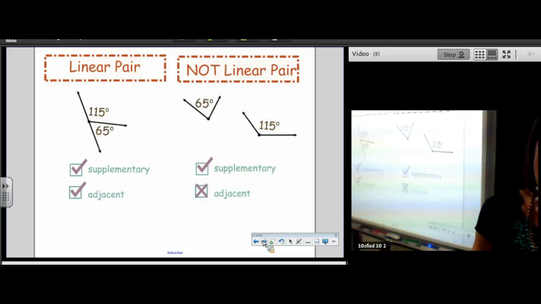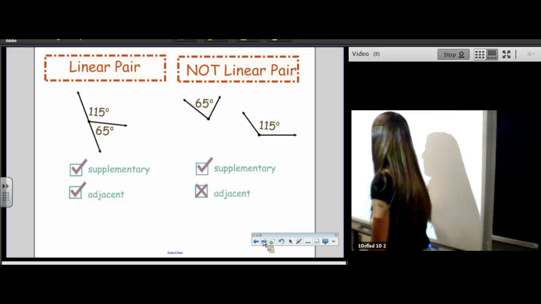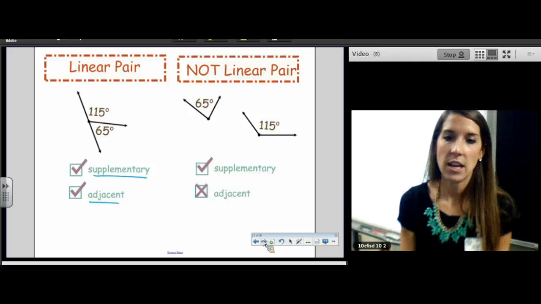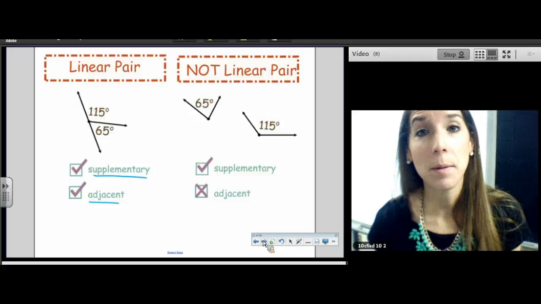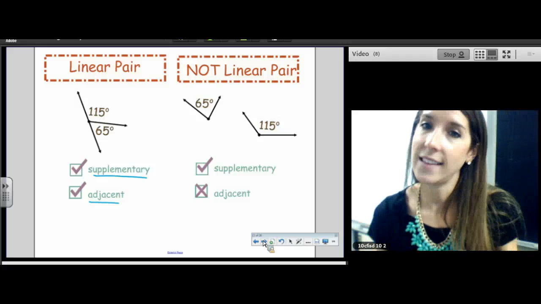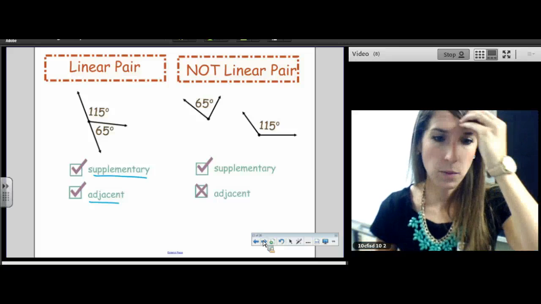Okay, ready? A linear pair is supplementary and is adjacent. Here's an example of what a linear pair doesn't look like. Those are disconnected. Are those still supplementary? Yes. But are they a linear pair? No. So I just wanted you to see the difference.